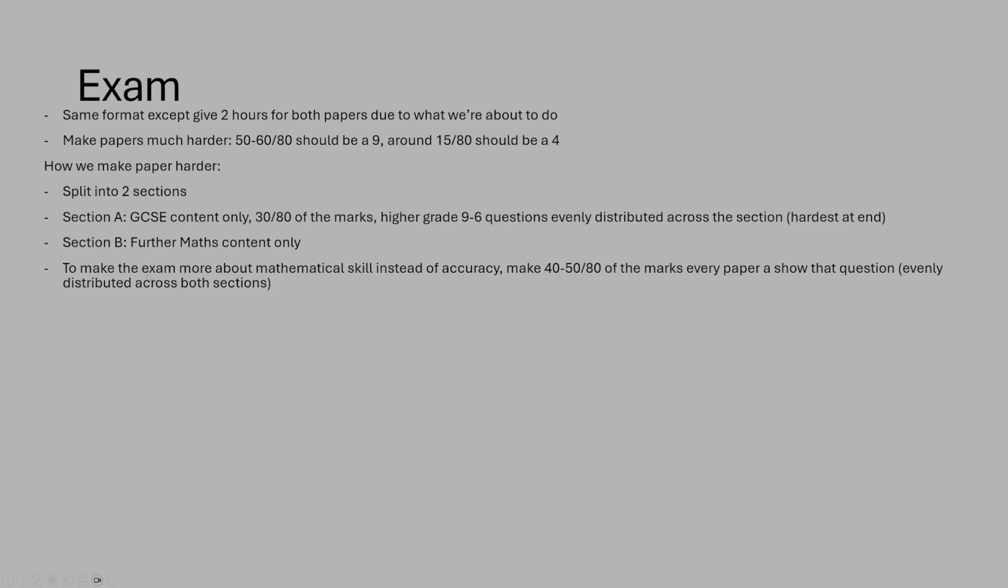We should make 40 to 50 out of 80 of the marks in each paper, split across section A and B evenly, be "show that" questions, because show that questions allow us to put even harder questions in, and keep the grade boundaries a little bit lower, like not making the grade boundaries go down to 40 out of 80 for a 9, which would be ridiculously low.